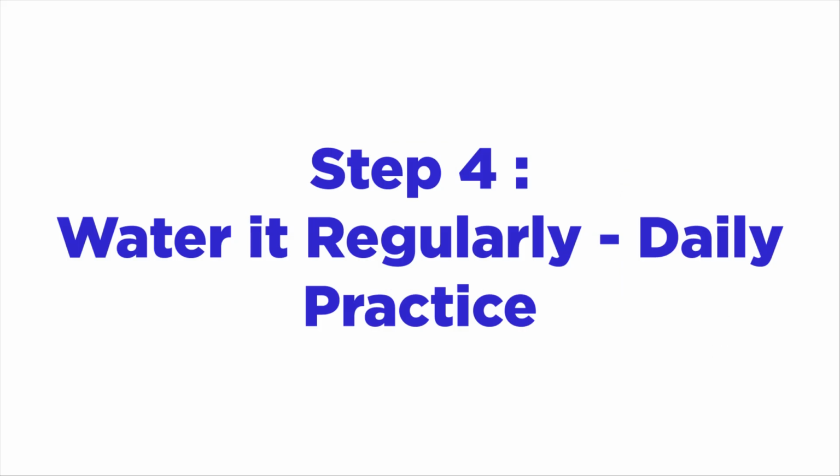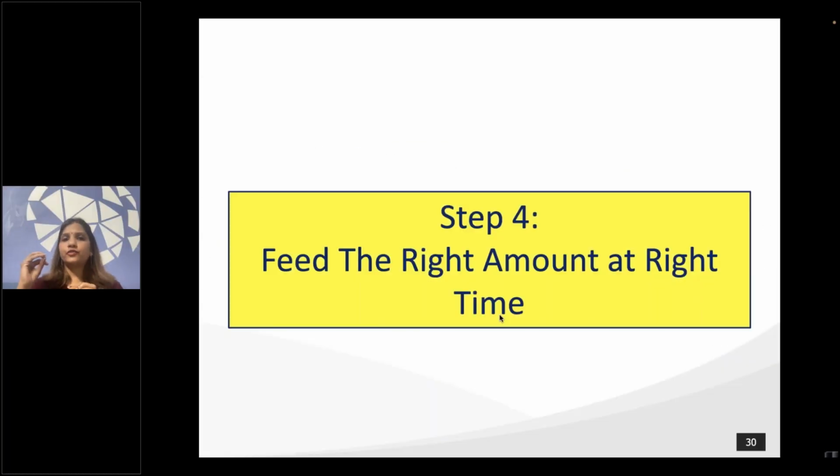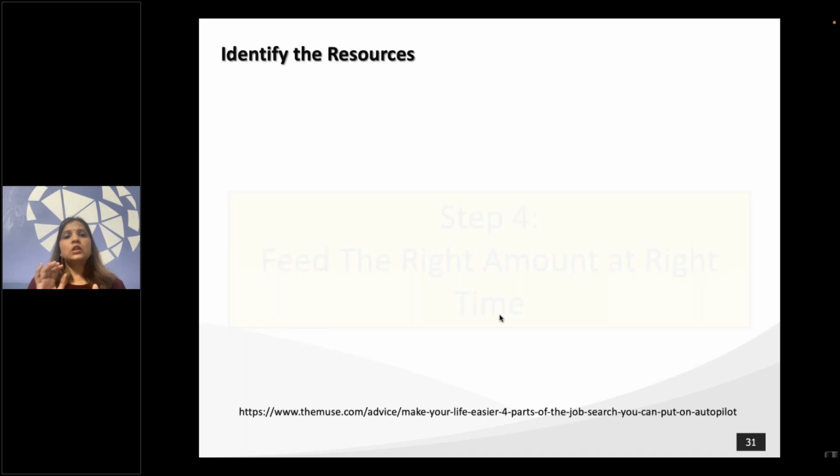Now the next is, once you sow the seeds and you're watering it daily, right? But you also need to provide manure, you need to feed it, and that too the right amount at the right time. You cannot feed daily, so you need to understand the type of soil, the type of seed, the type of crop, and what goes on. Okay, so you have to identify the resources.